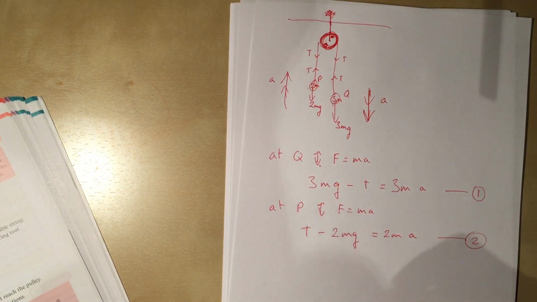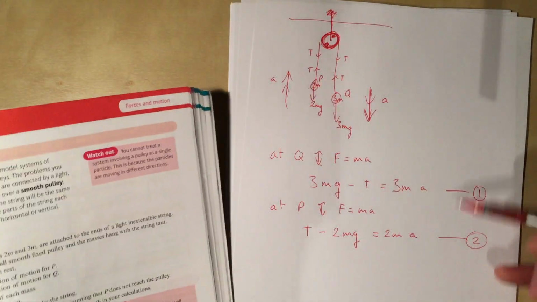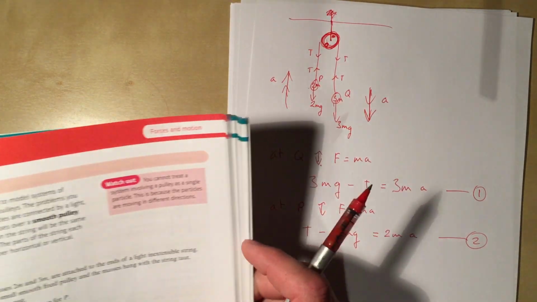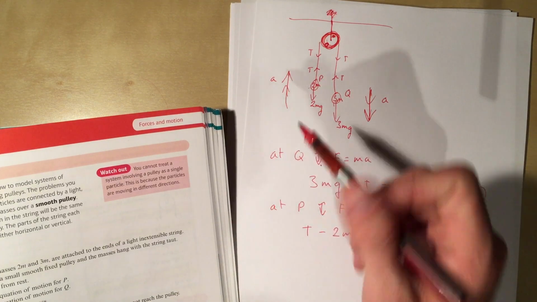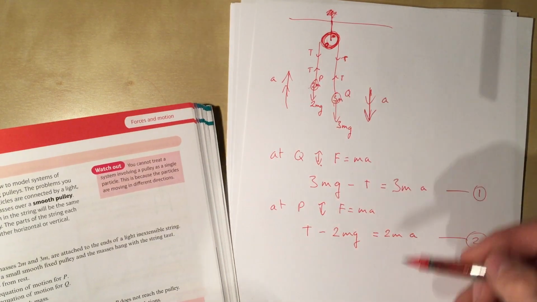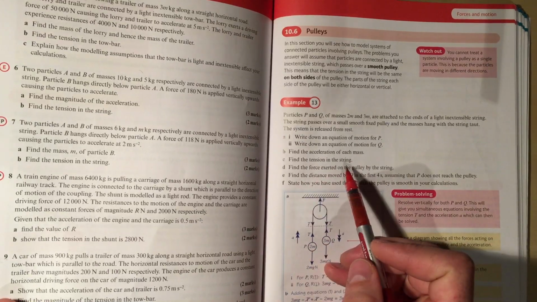There's equation number 2. And now let's go back and say, well, what were they trying to find? So write down the equation of motion for P and the equation of motion for Q. Well, we've done that. We do that automatically. We never have to get asked to do that. As soon as we see the word pulley, we know we're going to draw this diagram or the one in the next example. And we're going to write down 2 equations, right? Find the acceleration, find the tension in the string.